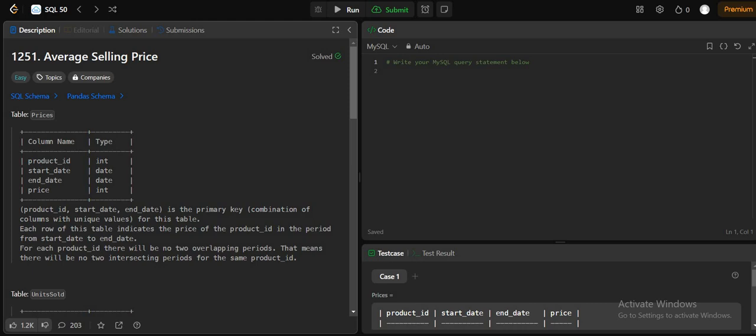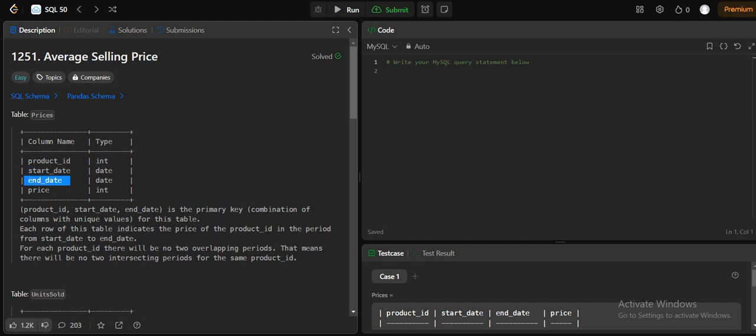Now start date and end date are two dates, a period from a particular date to a particular date where the product will have this particular price. So this table has three primary key columns, that is product ID, start date and end date. And the price is the price of that particular product from the starting date till the ending date.